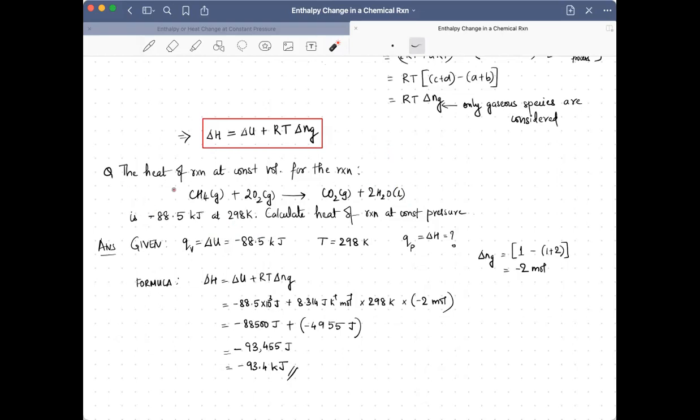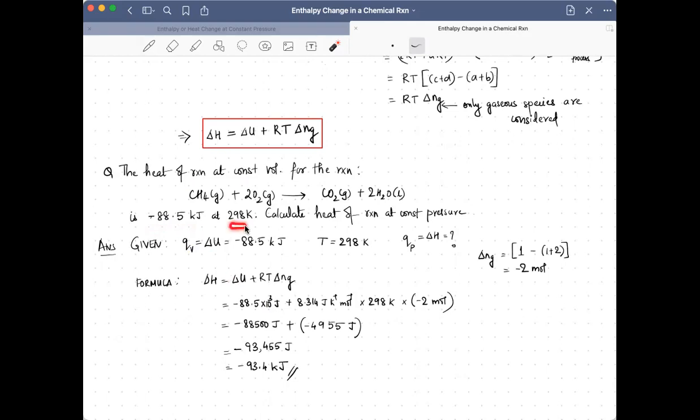In this particular question, the heat of the reaction at constant volume is given to be minus 88.5 kilojoule at 298 Kelvin. Calculate the heat of the reaction at constant pressure. So we are given the heat of the reaction at constant volume, that means QV is what is given. And we know QV is equal to delta U, and that value is given out to be minus 88.5 kilojoule.